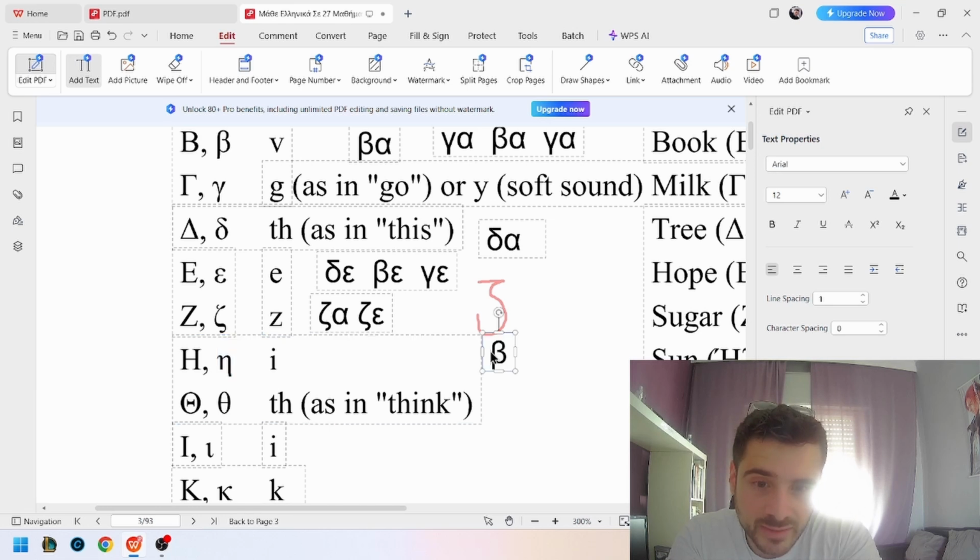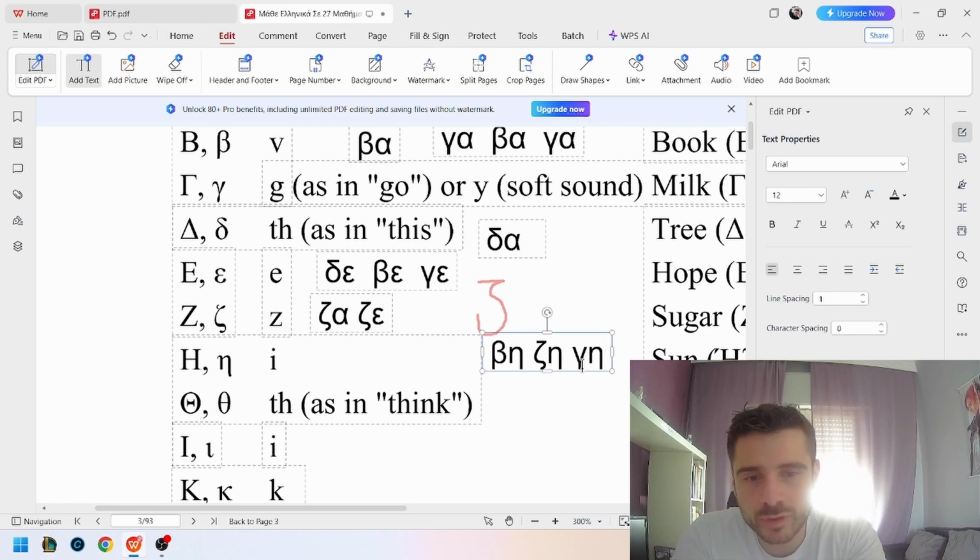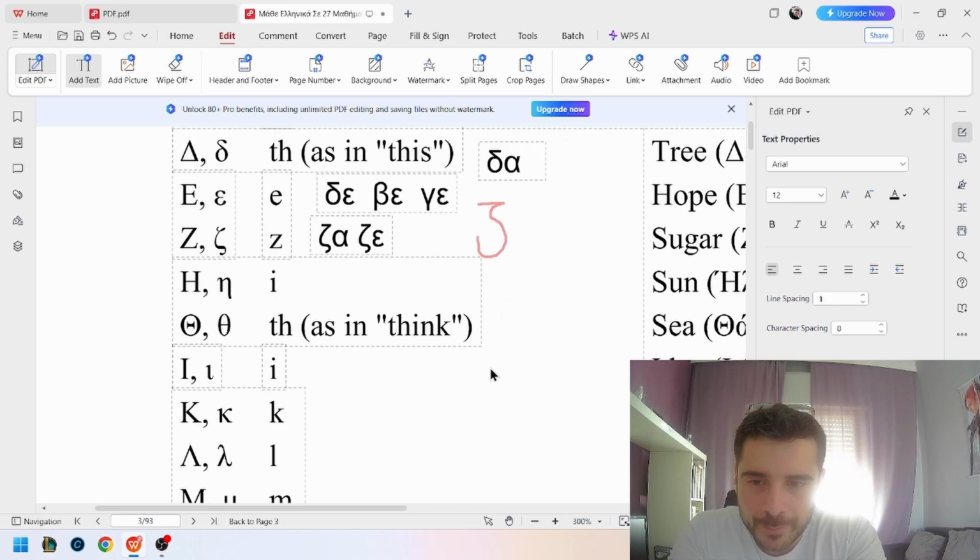So here, this syllable will be vi. And here will be zi. And here will be yi, which is the earth. Yi. This word means the earth. Λοιπόν, ωραία. Ωραία means nice. Τώρα πάμε. Now let's go to this letter, which is called theta.